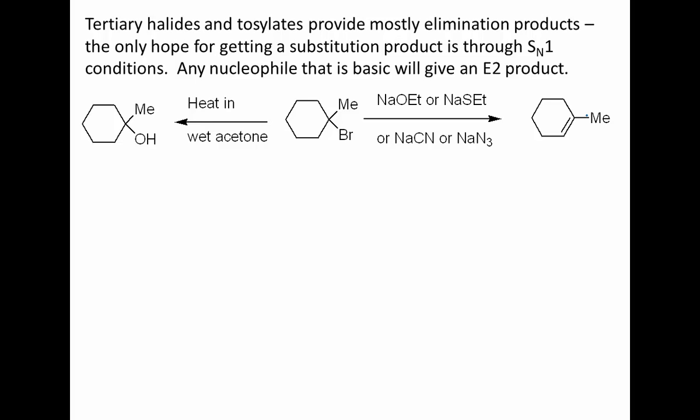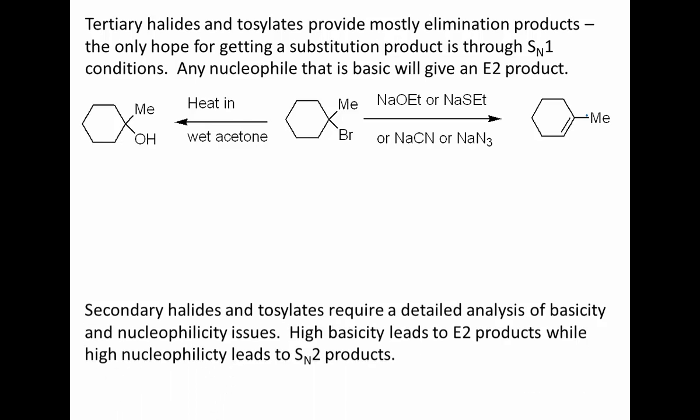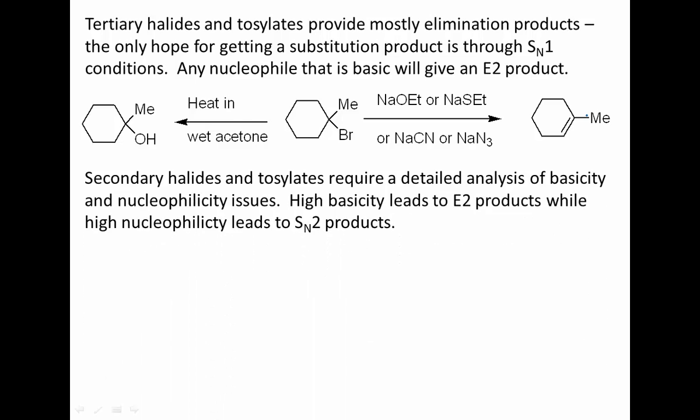Okay, are we done here? Well, if you notice, we did skip something. That's secondary. And secondary is the one that requires that you think about it more than any other type of halide. Secondary halides and tosylates, we have to give a detailed analysis of the basicity and nucleophilicity issues. Basically, high basicity is going to favor E2 products. The more basic it is, the more likely it is to give an E2 product. And the more nucleophilic it is, the more likely it is to give an SN2 product.